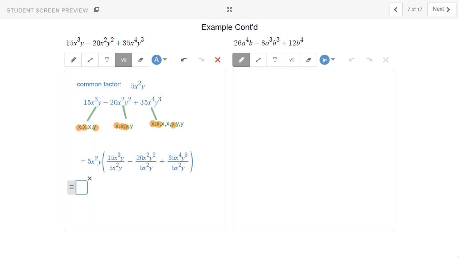Simplifying using our exponent rules, the coefficients we just divide. So we have 3x. Next, we have 4y plus 7x squared y squared.